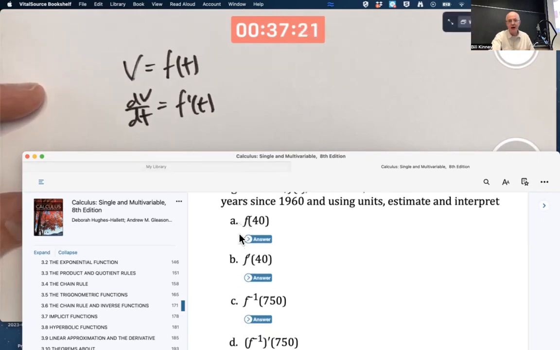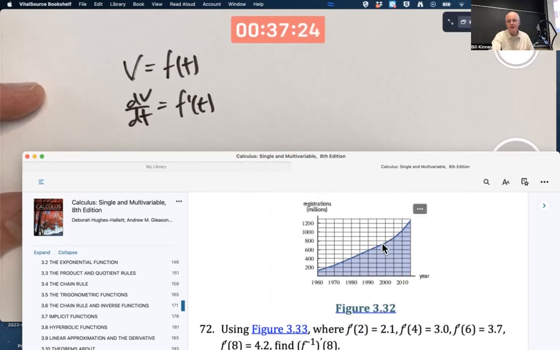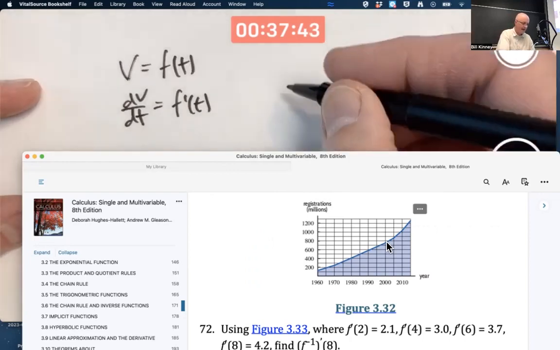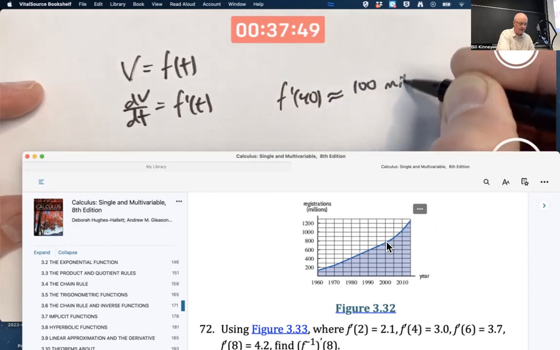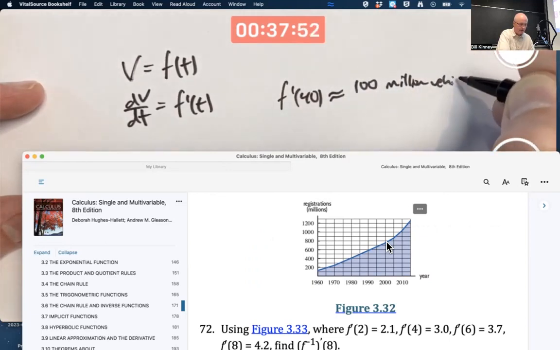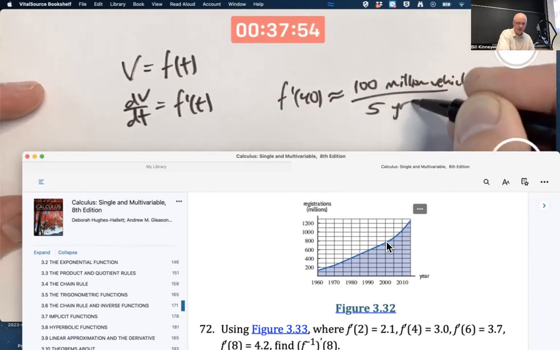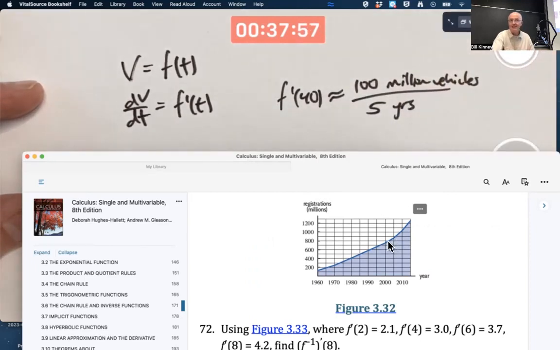It is the slope of the graph at 40, corresponding to the year 2000. You'd want to draw a line segment there. That's a tangent line at this point. Try to estimate its slope as rise over run. Rise looks like it's in the ballpark of 100 million vehicles. Number of years is 5 years, it looks like. F prime of 40 is approximately 100 million vehicles per 5 years, is what I was looking at when I was moving the cursor here. I was looking at rise over run in doing that.